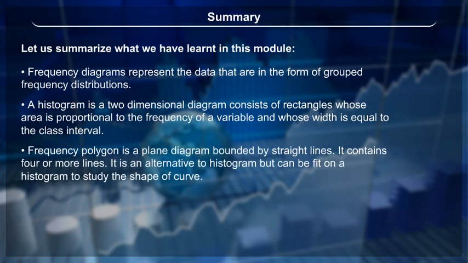A frequency polygon is a plane diagram bounded by straight lines. It contains four or more lines. It is an alternative to histogram but can be fit on a histogram to study the shape of the curve. Ogive is also known as cumulative frequency curve.